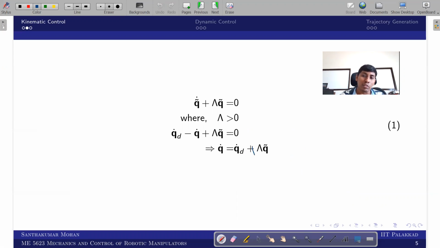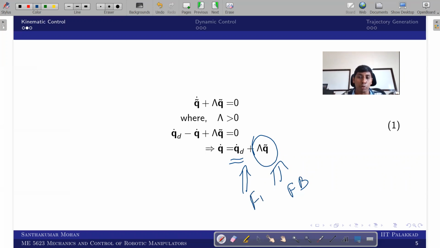Here this is proportional control, and this is the desired velocity. So this we are feed forwarding, and this is feedback. This is feedback and this is feed forward. Okay, so now you've got the kinematic control.